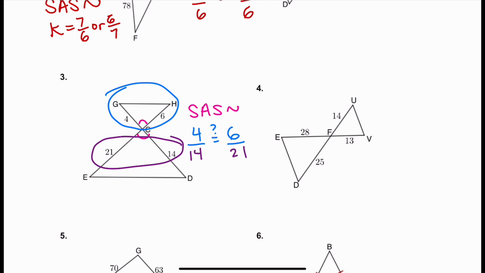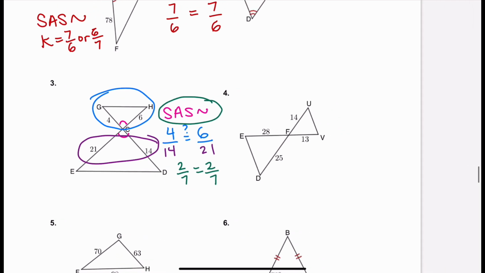Now we want to just check to see if these are going to reduce to the same answer. 4 over 14 reduces to 2 over 7. 3 goes into 6 2 times. 3 goes into 21 7 times. So both of those are going to reduce to 2/7. If you can't do that in your head, you're welcome to do it in the calculator. So these triangles are similar because of side-angle-side similarity.